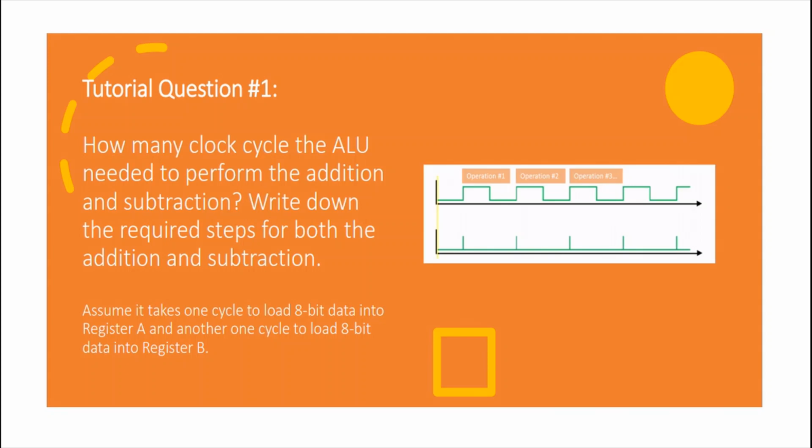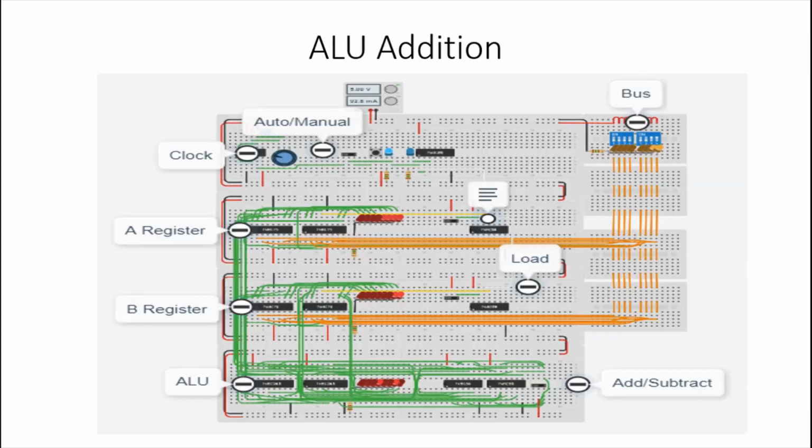Okay, so before we start, we'll look at the simulation done on the Tinkercad circuit. At first, this is the bus, this is the clock of the circuit, this is register A, this is register B, and this is the output of register A and register B. This is the ALU, and this is the output of the ALU. And this is the switch that enables us to choose whether we want to add or subtract the values in register A and register B.